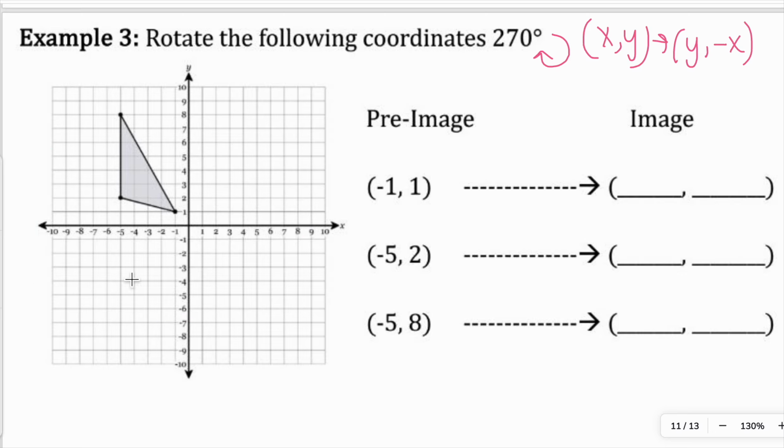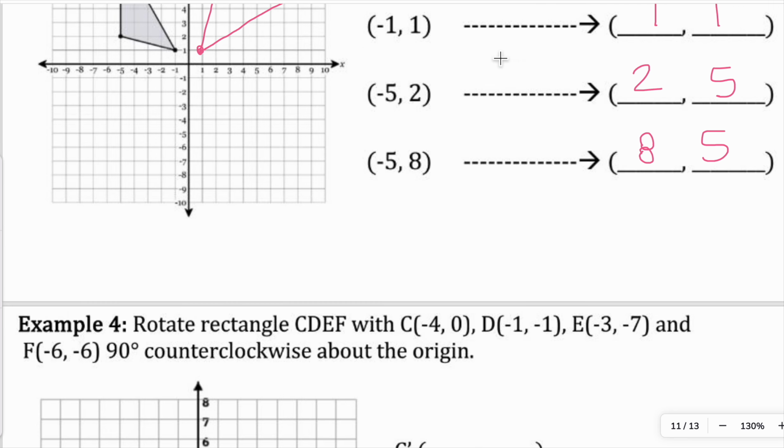Okay, so let's see what happens. I'm going to bring my y to the front, keep it the same, and then make my x the opposite. So 1, 1, 2, +5, 8, +5. Notice all my values are now positive, which means it will end up in quadrant 1. 1, 1, 2, 5, go ahead and connect that, and then 8, 5. Connecting all of them, straight lines. There we go. So that's 270 counterclockwise.